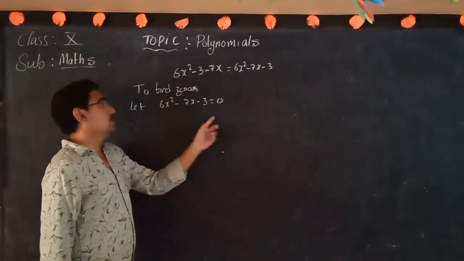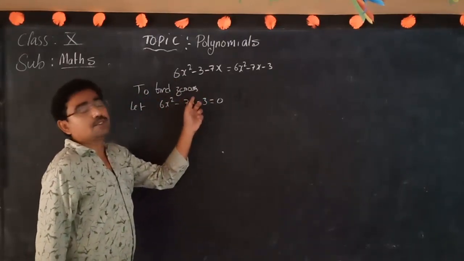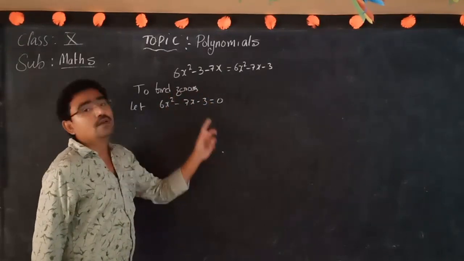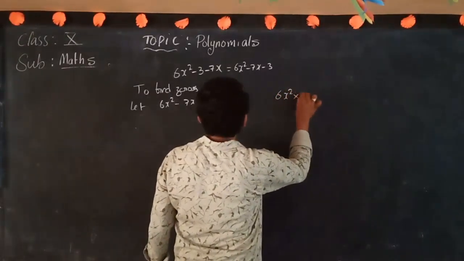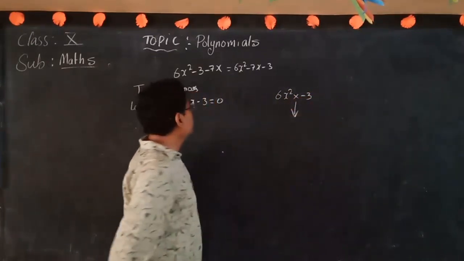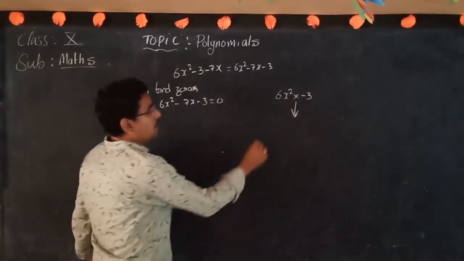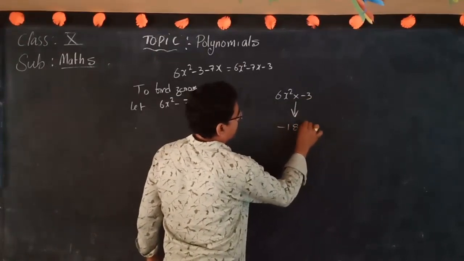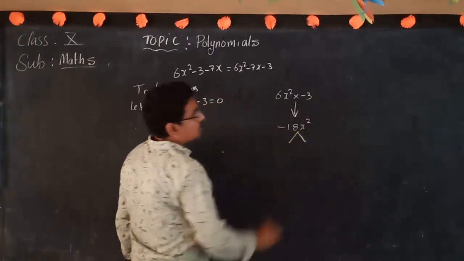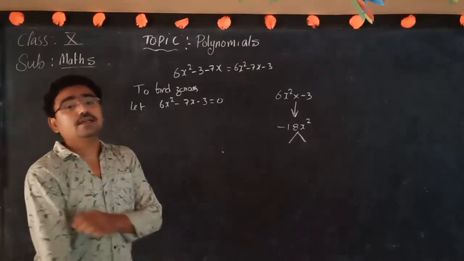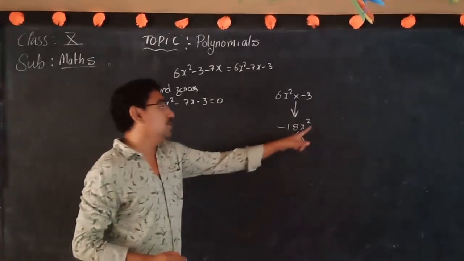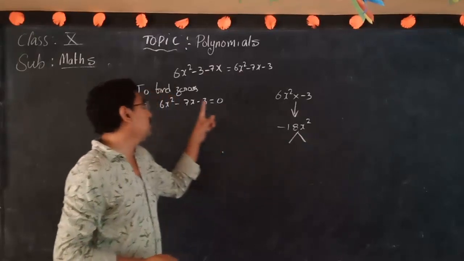How can we split this one? How can we split the middle term? Means how can I put the factors for this one? It is by the product of the x square term and the constant term. 6x square into minus 3, how much will come? Minus 18x square will come. So this is the product. Now for this product we should identify the factors. The factors' product must be minus 18x square and the sum must be the middle term.